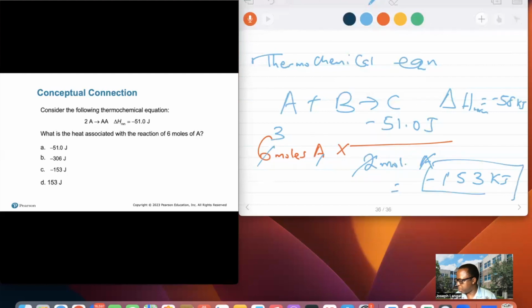Remember, it's not positive. Because it is negative here, we just use the mole ratio. For every 2 moles of A, that is how much will be produced for that thermochemical equation.